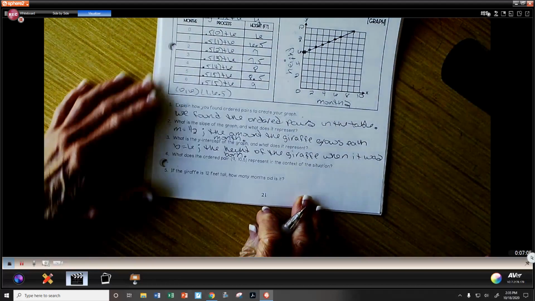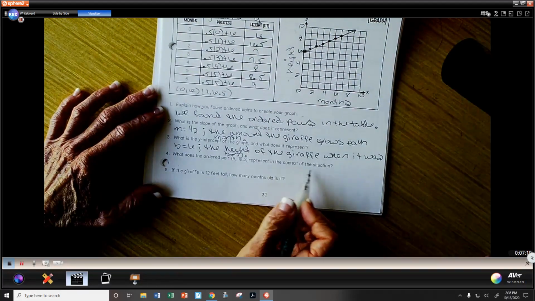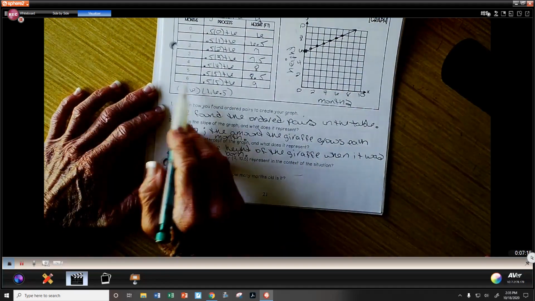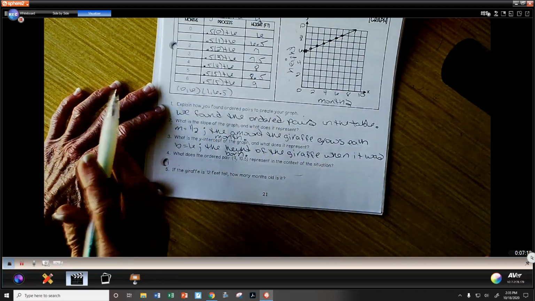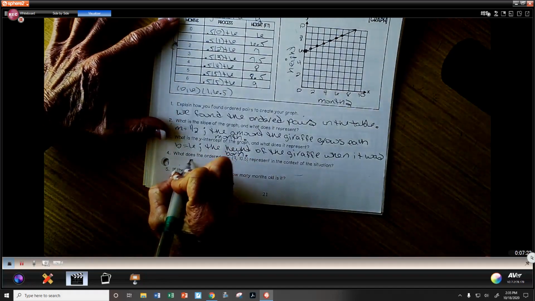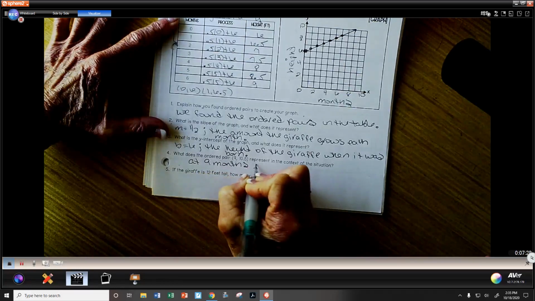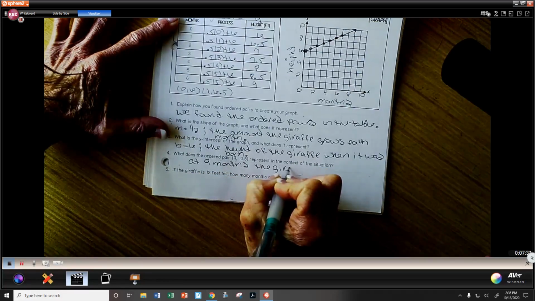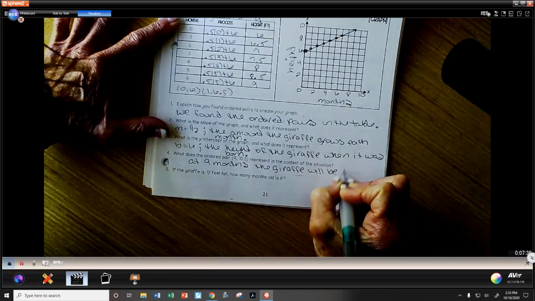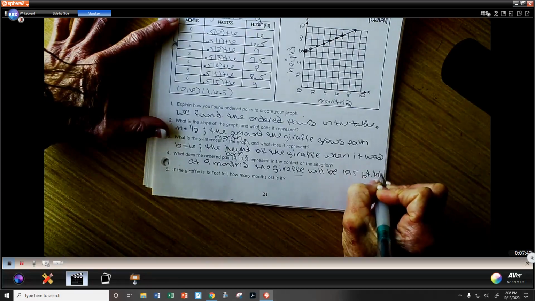All right. What does the ordered pair 9, 10.5 represent in context to the situation? That just means if we had that ordered pair in our table, what would it mean? Well, I think it means at 9 months, the giraffe will be 10.5 feet tall.